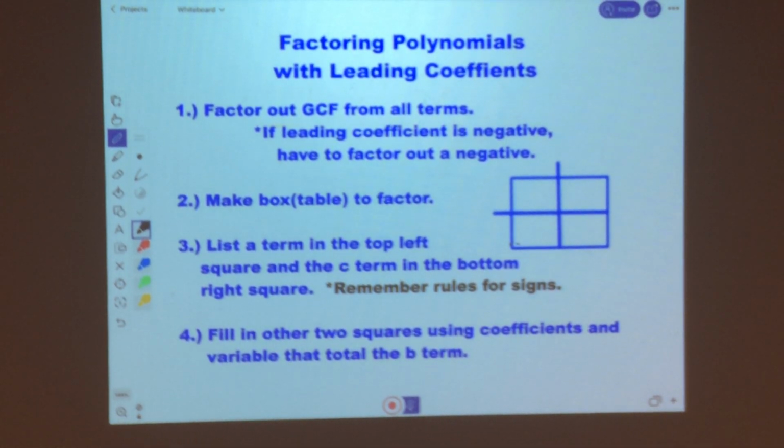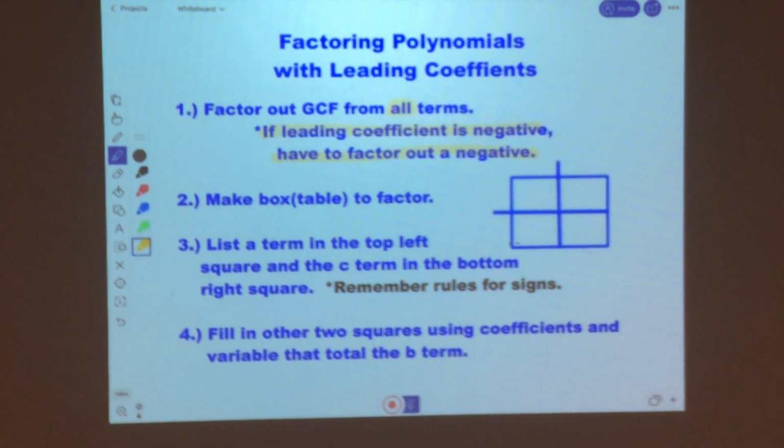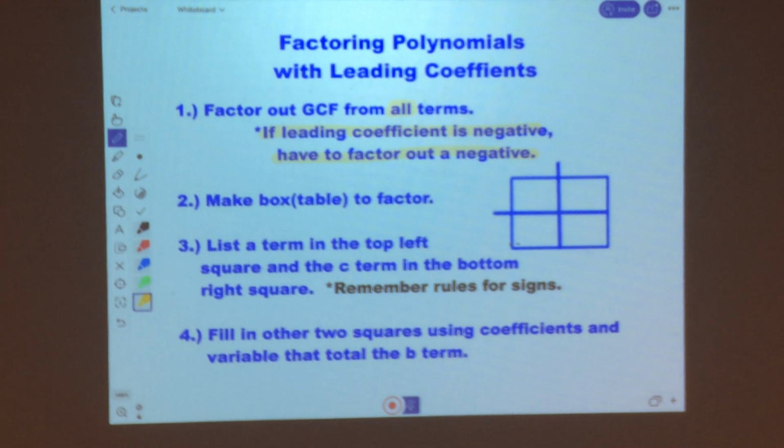Okay, so the first step for this method is the same as the first step for grouping. If you can factor anything out from all the terms, that is the very first thing you should do. And remember, if that leading coefficient is negative, you have to factor out that negative. That A term has to be positive. And then what we do is we make a box or something that looks like a table to help us factor. So this picture over here on the right.